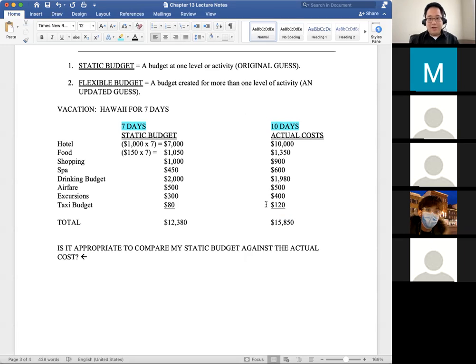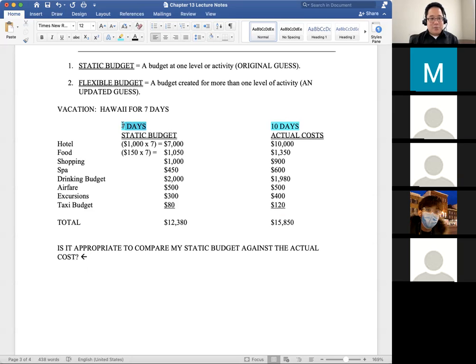Okay, good. Very good. Li Chang, can you explain what you meant in the chat, please? Why is this not reasonable to compare? I just think the number of days that we decide to stay on vacation is different. Very, very good. Okay, so Li Chang and Madison, absolutely correct.